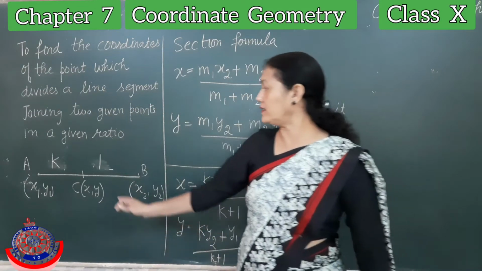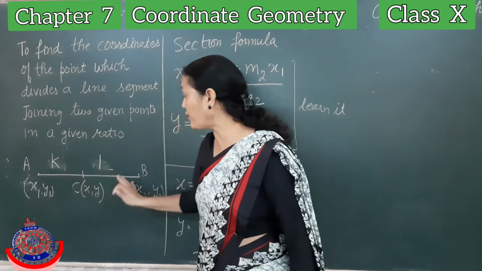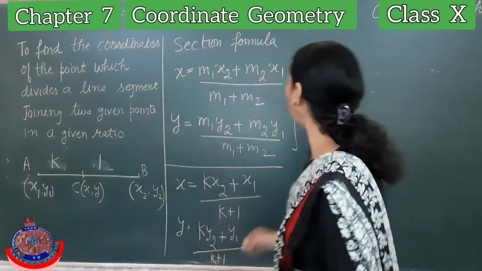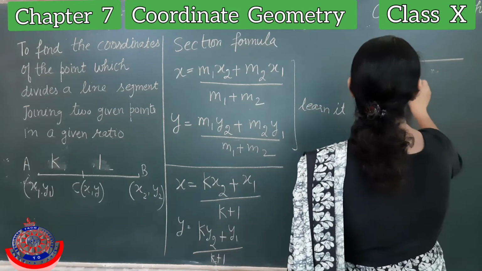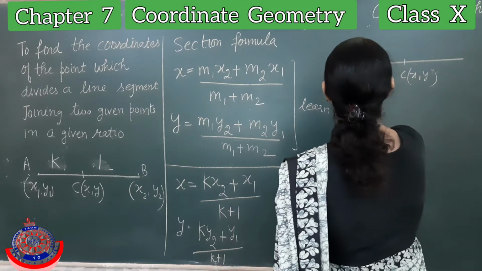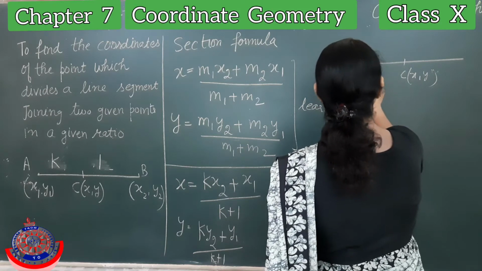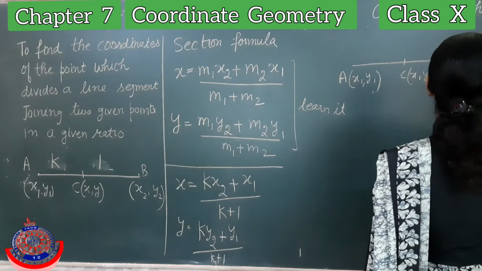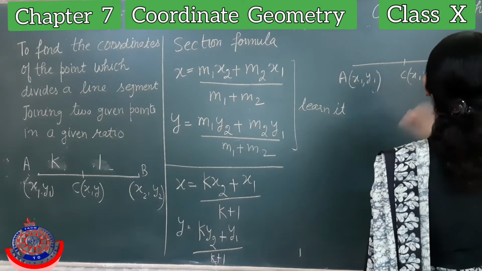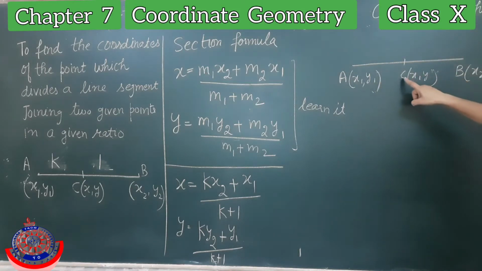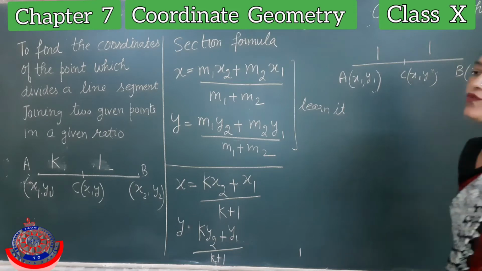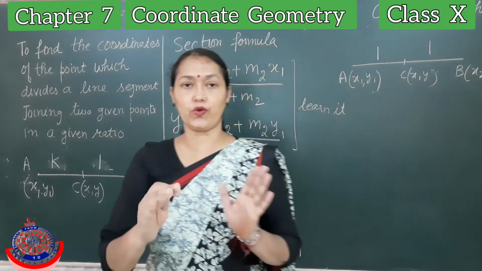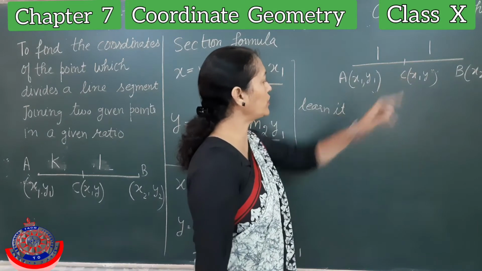In case this point is the midpoint of A and B, what change will come in the formula? Suppose we are saying that this point C is the midpoint of these 2 points A and B. That means C is the midpoint of line segment AB. Then how to find the coordinates? Midpoint means the ratio would be 1 is to 1, same parts, equal parts.